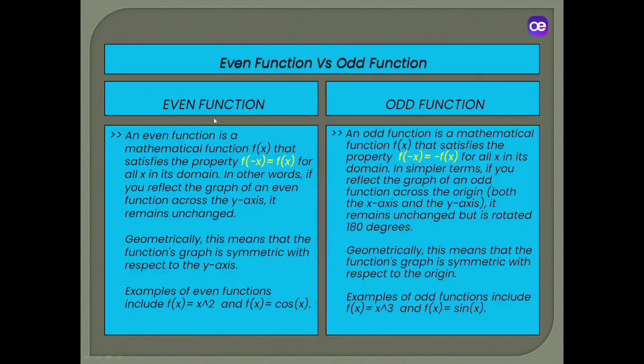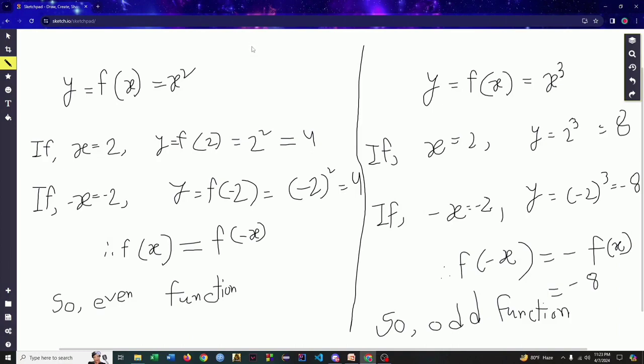Okay, now let's discuss even functions and odd functions. An even function is a mathematical function f(x) that satisfies the property f(-x) = f(x) for all x in its domain. And an odd function is a mathematical function f(x) that satisfies the property f(-x) = -f(x) for all x in its domain. Okay, now let's observe these two cases. This is the first case and this is the second case.